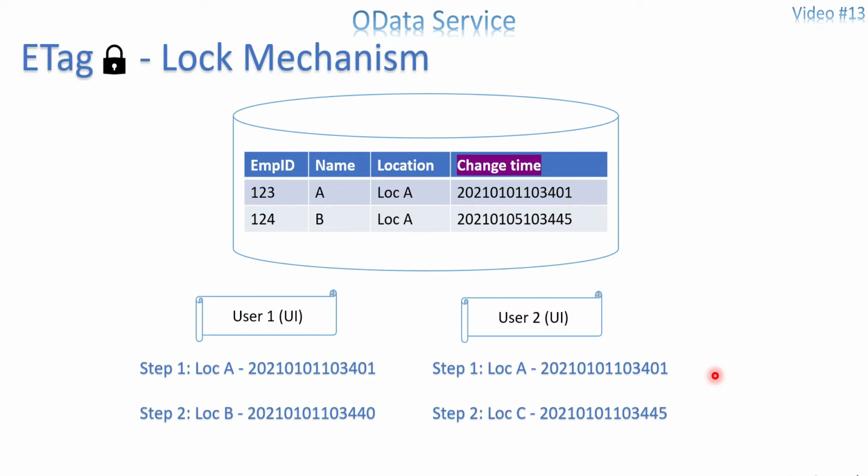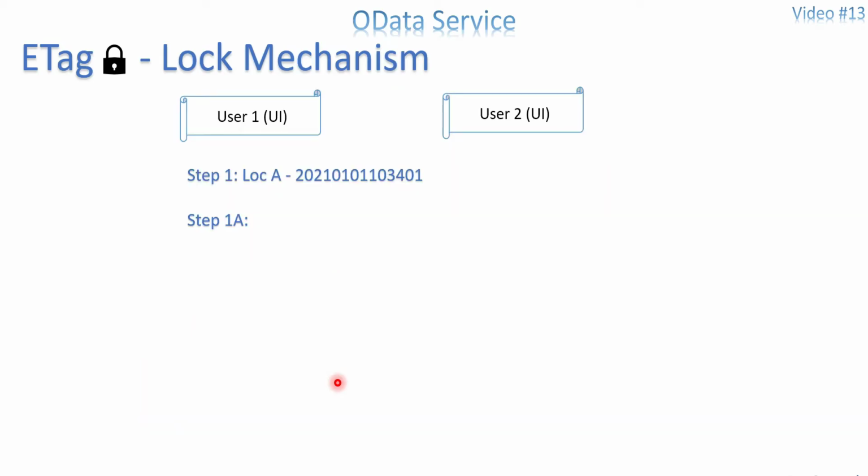Going forward, I'm going to use ETag. The terminology is not lock mechanism; I'm going to use the terminology called ETag. What I'm going to do is perform an ETag check for every select. So before step 1, or before updating, I'm going to perform an ETag. The functionality looks like this.